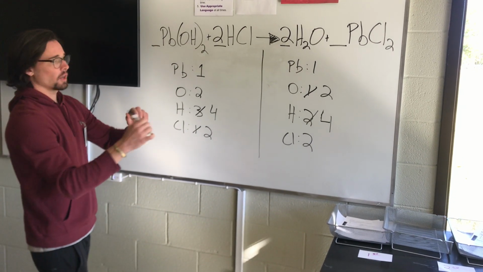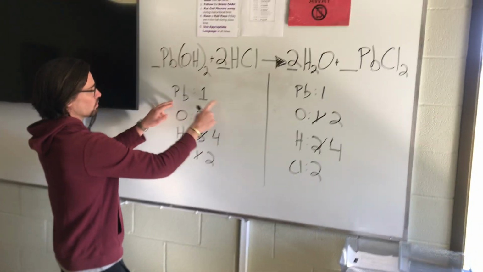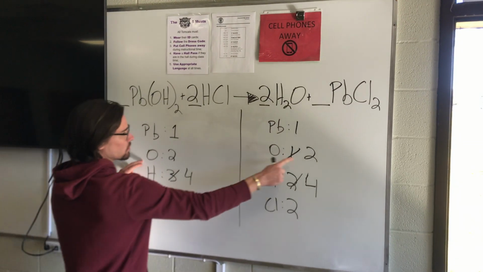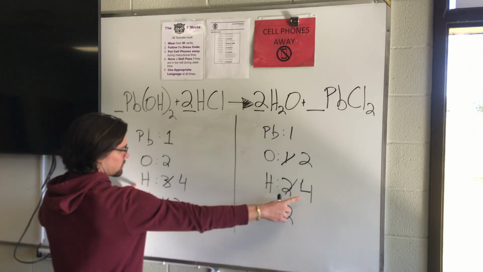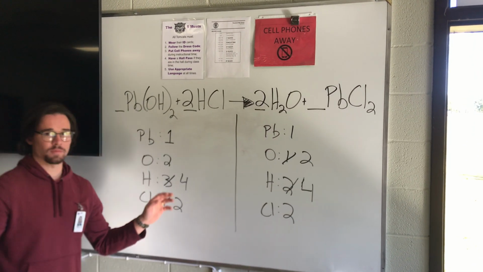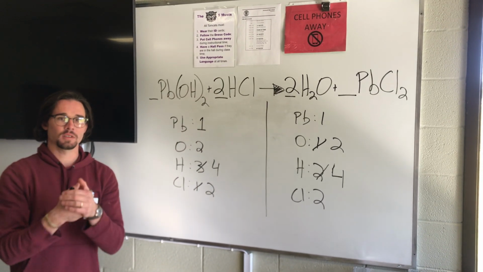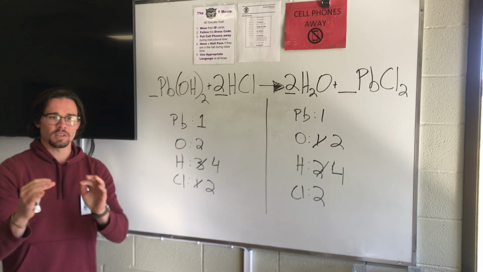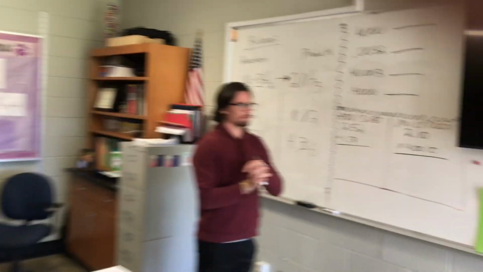So let's look at all of our elements. 1, 1, we're good. 2, 2, we're good. 4, 4, we're good. 2, 2, everything's balanced. So that is balancing a reaction. We're going to skip back over here to significant figures.